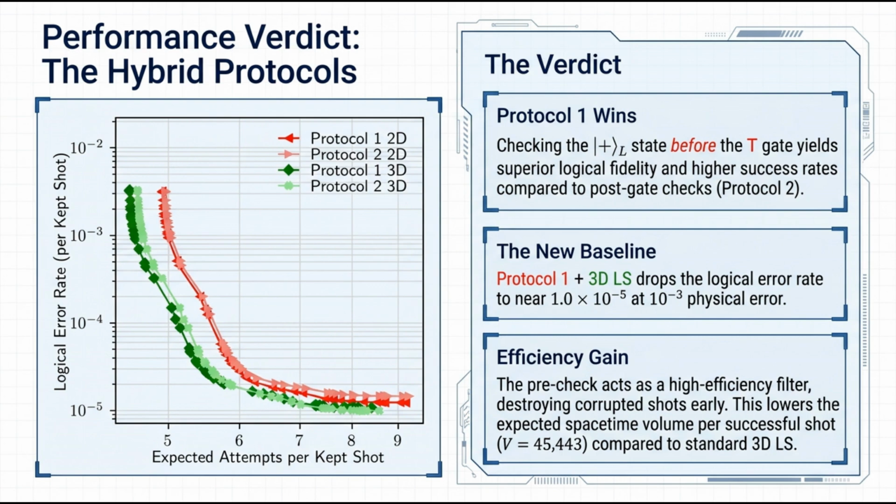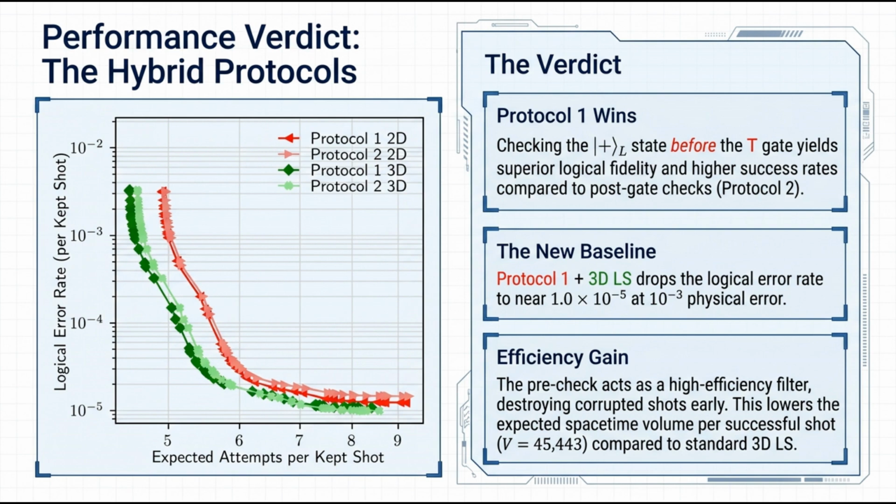The end-to-end performance of the hybrid protocols was simulated under a uniform noise model, with a physical gate error rate of 10 to the -3. The left plot tracks the logical error rate against the expected attempts per kept shot. The results deliver a clear verdict. Protocol 1, which checks the logical plus state before the T-gate, yields superior logical fidelity and higher success rates compared to the post-gate checks of Protocol 2.